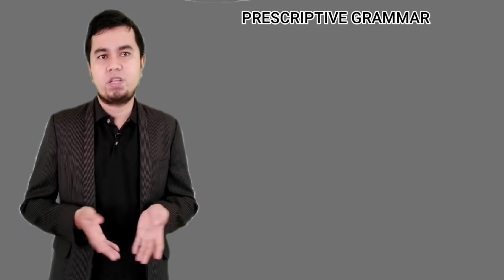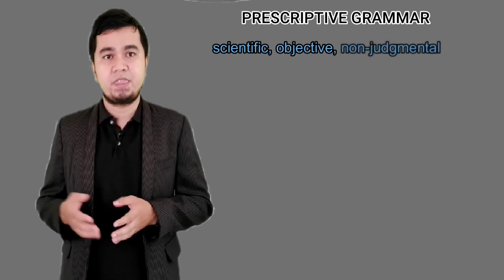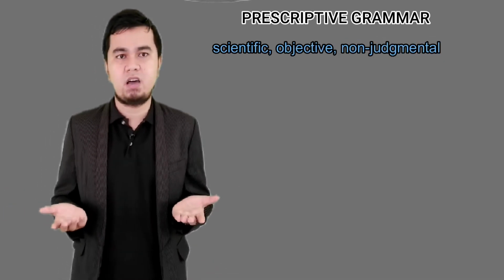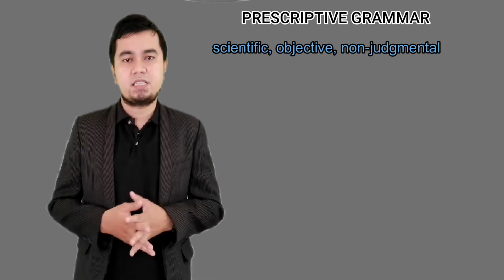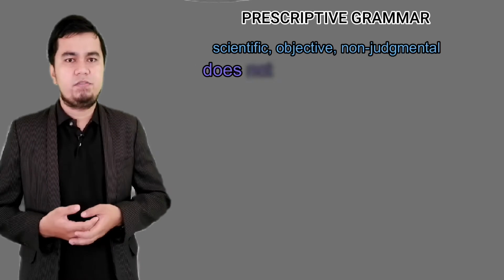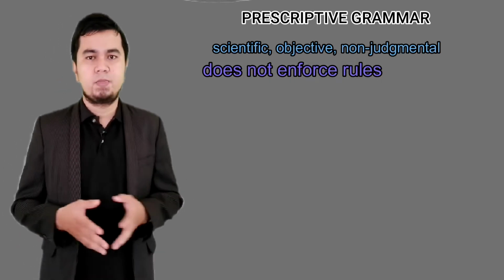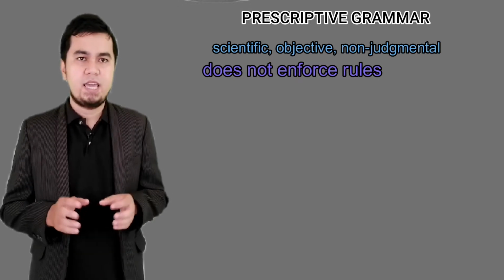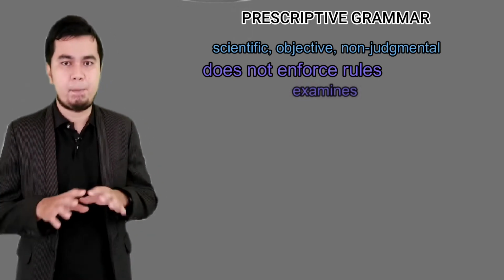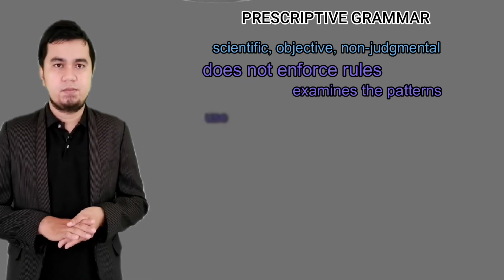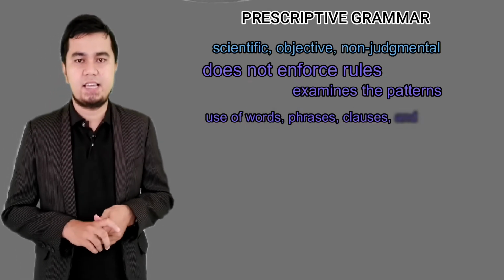On the other side of the story, we have the descriptive grammar, which presents a scientific, objective, and non-judgmental description of the grammatical system of the language. Now, it does not enforce rules on this side. It is not concerned with the correct or incorrect usage. Rather, this grammar examines the patterns that underlie the use of words, phrases, clauses, and sentences.